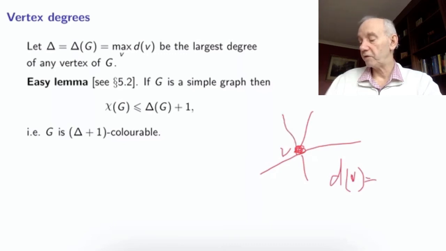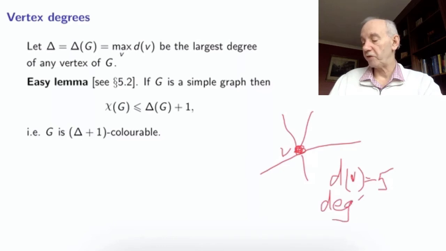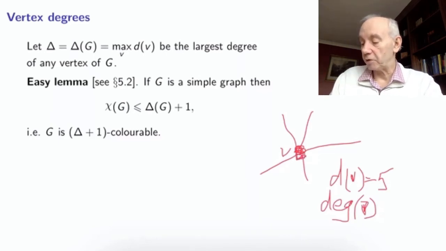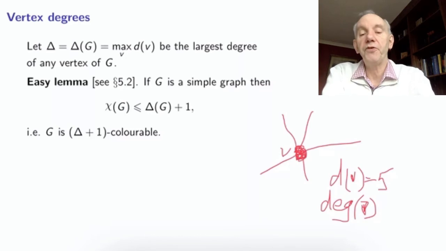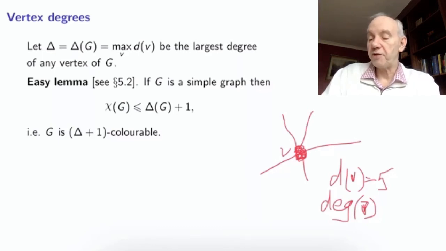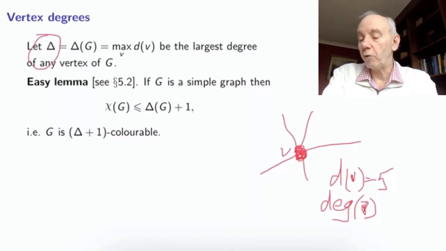Well, let's make it 5. Or you might prefer to write degree of V, so you're not confused. It's like the valency in chemistry. If this were a bond, you'd use the word valency, which you can also use if you like. So what we do is, given a graph G, we look at the degrees of each vertex, and we use delta, capital delta, to represent the largest of all those degrees, or the maximal vertex degree.